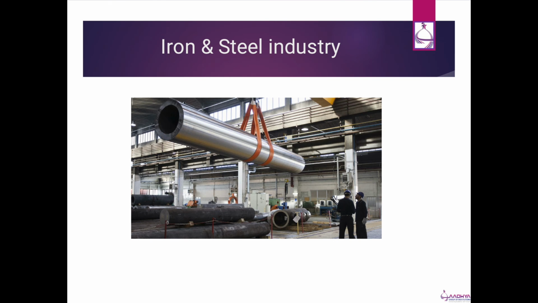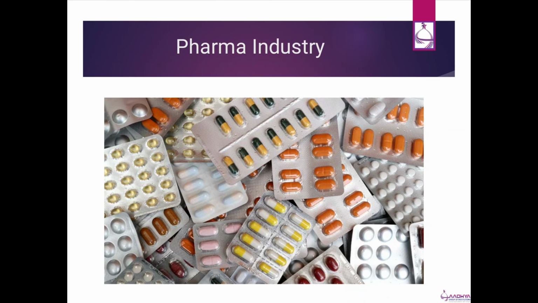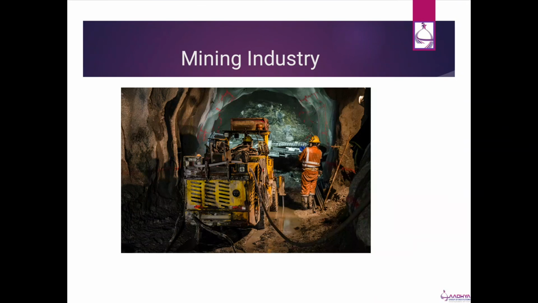Then next we have pharma industries. As we know, during the COVID-19 lockdown, the three things which sold rapidly were vegetables, groceries, and of course medicines. Without medicine, a person cannot survive. So the pharma industry is one of the important industries. But this is not an agro-based industry, because the raw material is obtained from different sources.